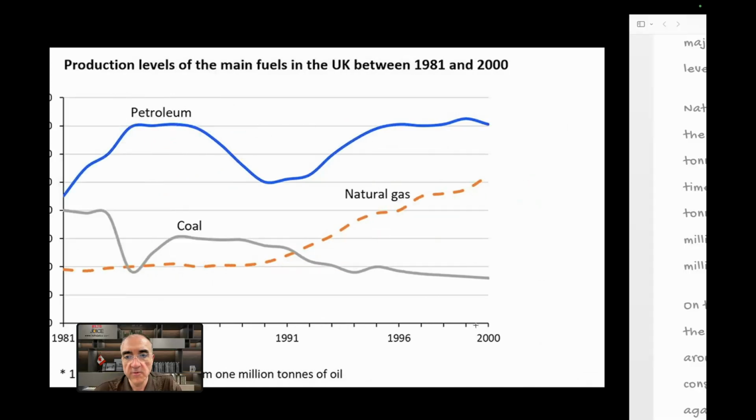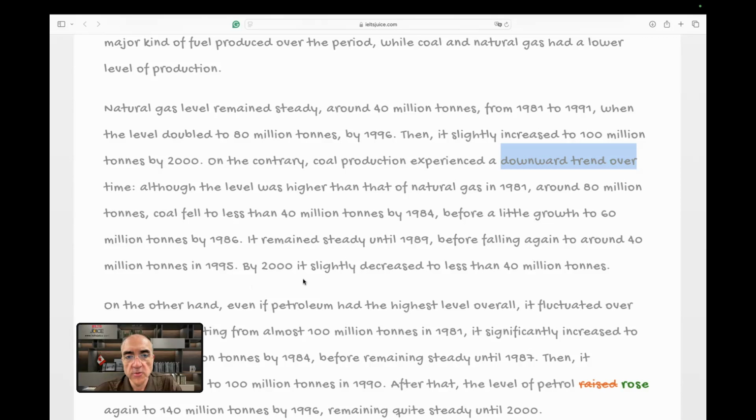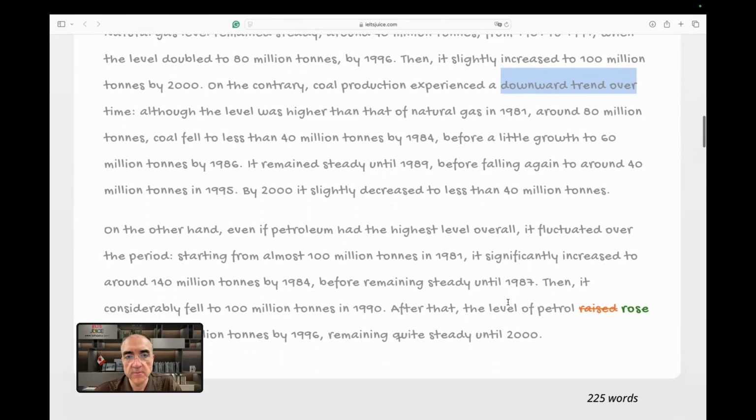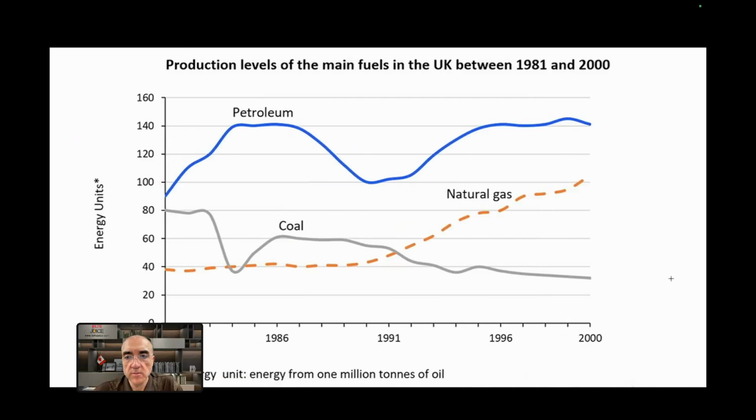Yes, I'm following you. By 2000, it slightly decreased to less than 40 million tons. You could use one comma here. By 2000, it slightly decreased to less than 40. By less than 40, you could again say you're just above 30.